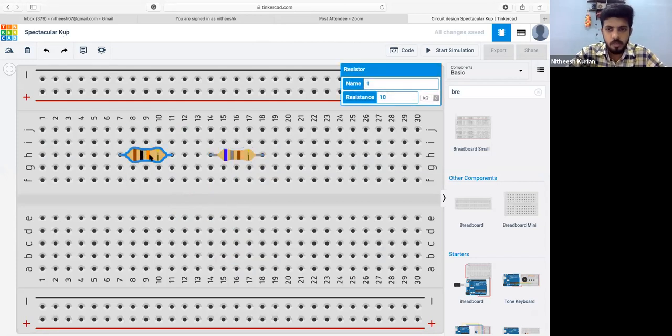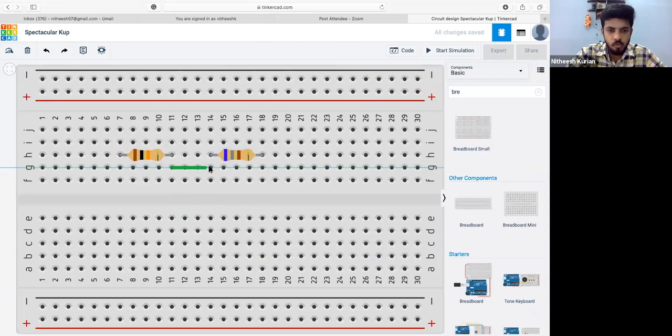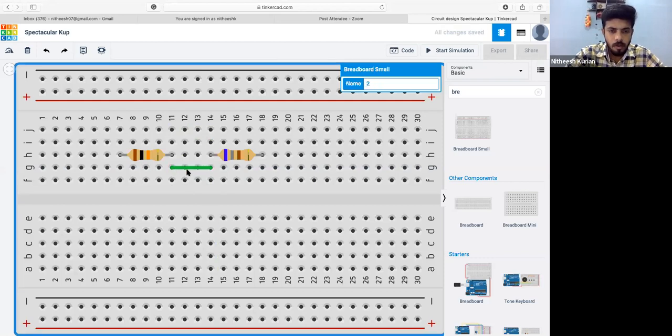So we have two resistors, one is 10 kilo ohm and another one is 680 ohm. And I'll connect these two resistors together. Now I have made a connection between these two resistors.